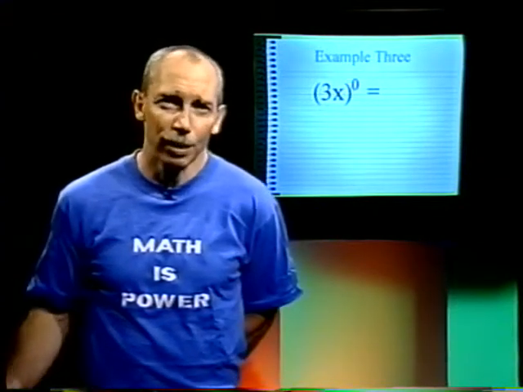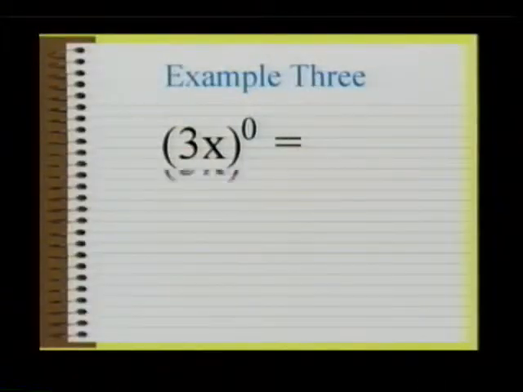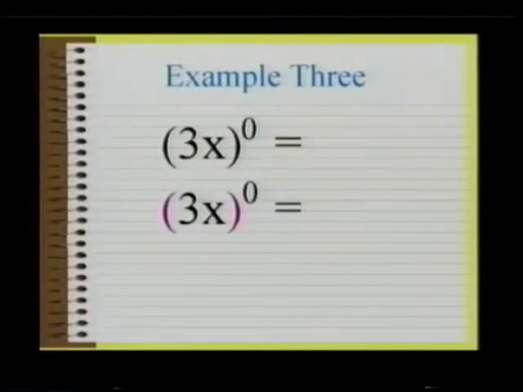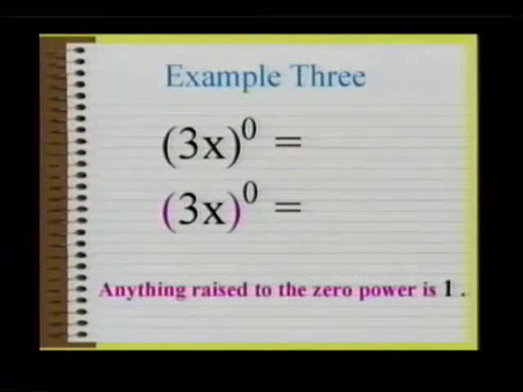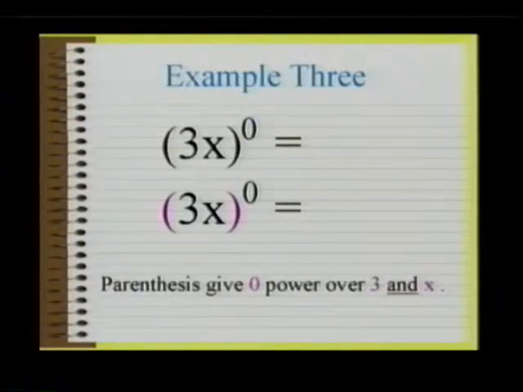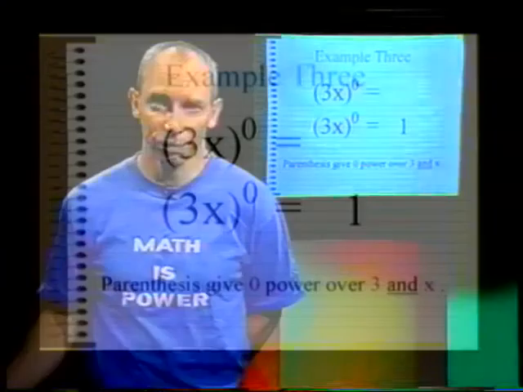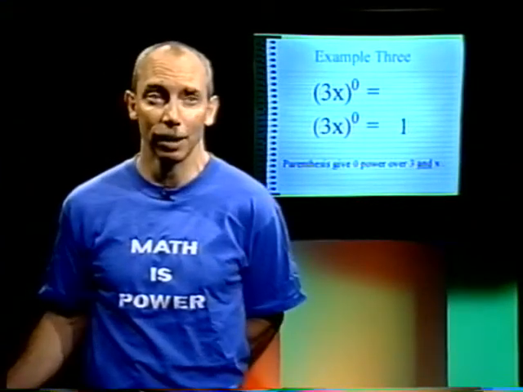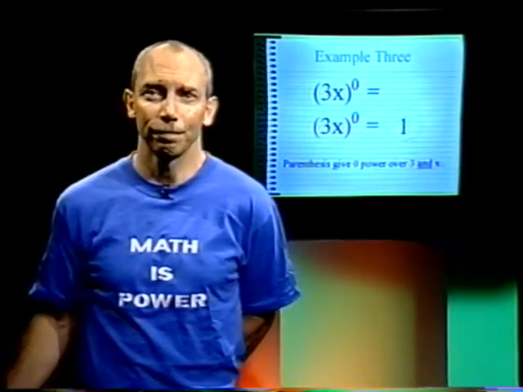Let's throw parentheses in here with the 0 exponent. Well, now in this case, who does the 0 have power over? We're supposed to do, by the order of operations, what's in parentheses first, the 3 and the x. Well, we can't. So now, basically, what the parentheses do is give 0 power over both of those. Anything, and in this case, 3x raised to the 0 power, has got to be 1. So in this case, the whole thing is 1. Totally different answer. Parentheses change things quite a lot there. Okay?